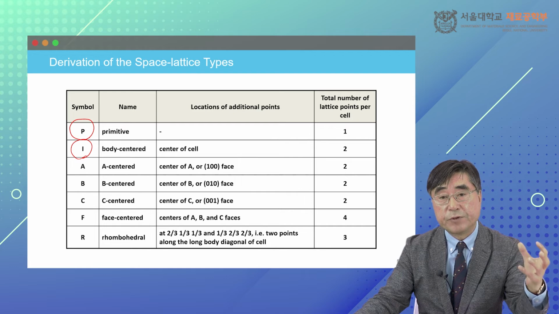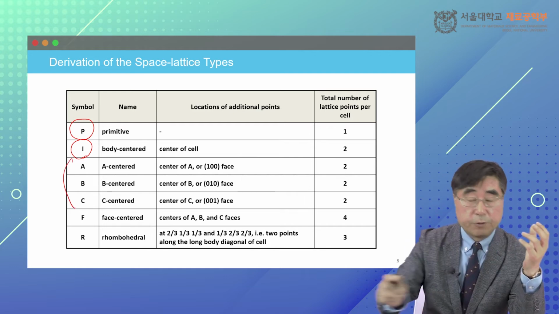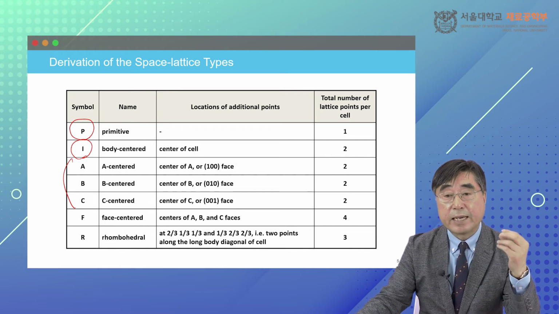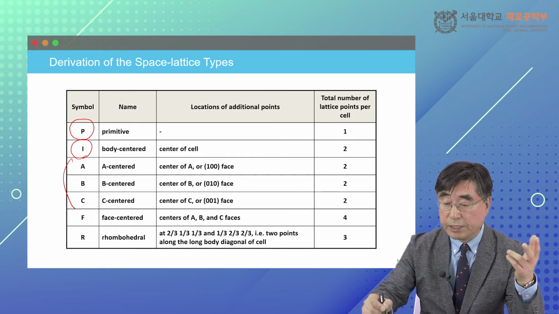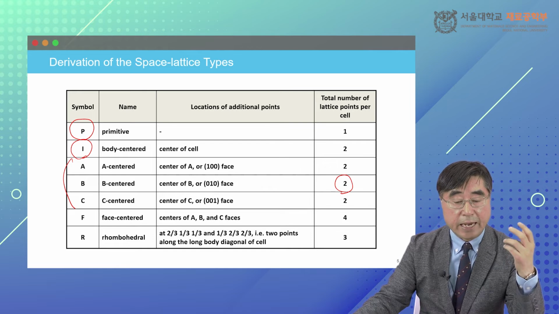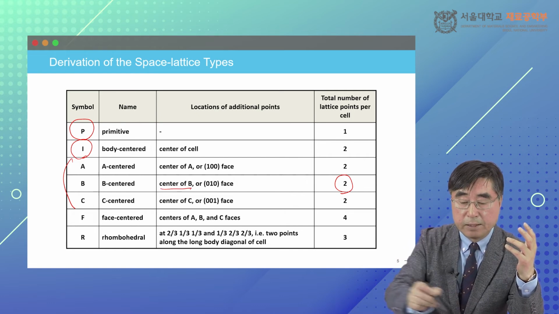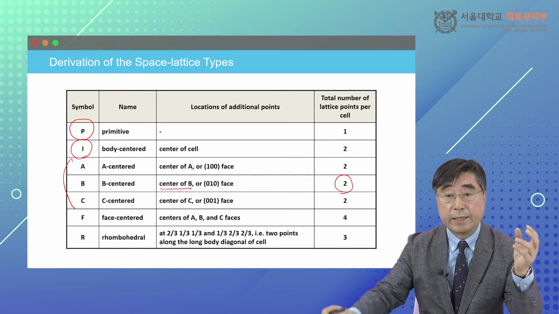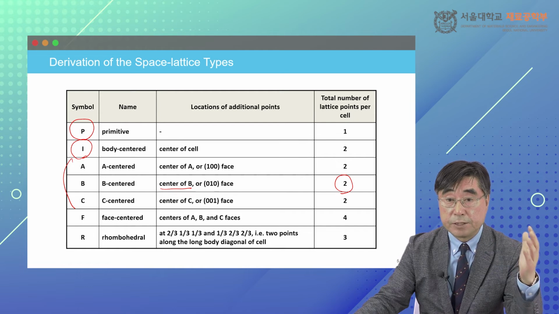Okay, that's the definition of 14 Bravais lattices. Either A, B, or C centered, meaning that there are extra lattice points at the center of the A plane. Of course, there are two lattice points in a unit cell, and this is the A-centered Bravais lattice. Or extra lattice points located at the center of the B plane, or the 0, 1, 0 plane. Then, of course, there are two lattice points in a unit cell. That's what we call B-centered.